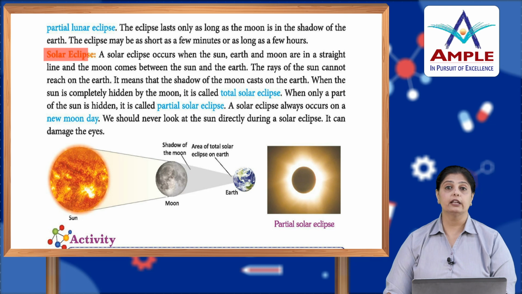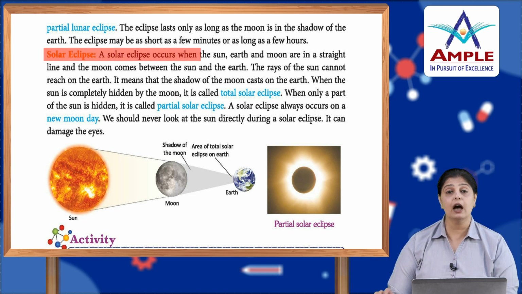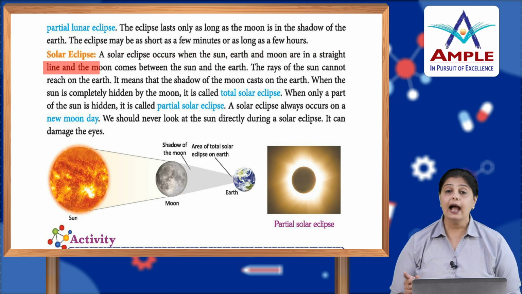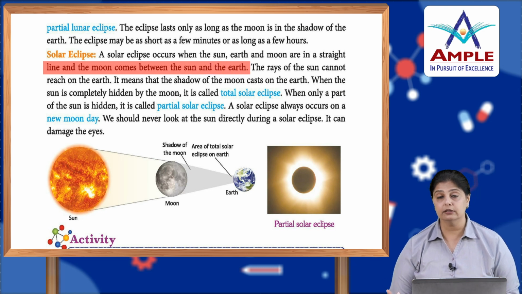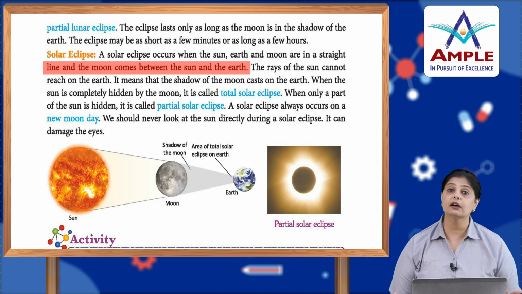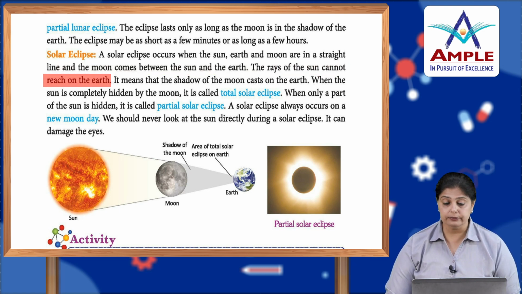Now, solar eclipse. What is a solar eclipse? A solar eclipse occurs when the sun, Earth and moon are in a straight line, and the moon comes in between the sun and the Earth. So, lunar eclipse occurs when the Earth comes in between the sun and the moon, whereas solar eclipse occurs when the moon comes in between the sun and the Earth, and the rays of the sun cannot reach the Earth. It means that the shadow of the moon is cast on the Earth.